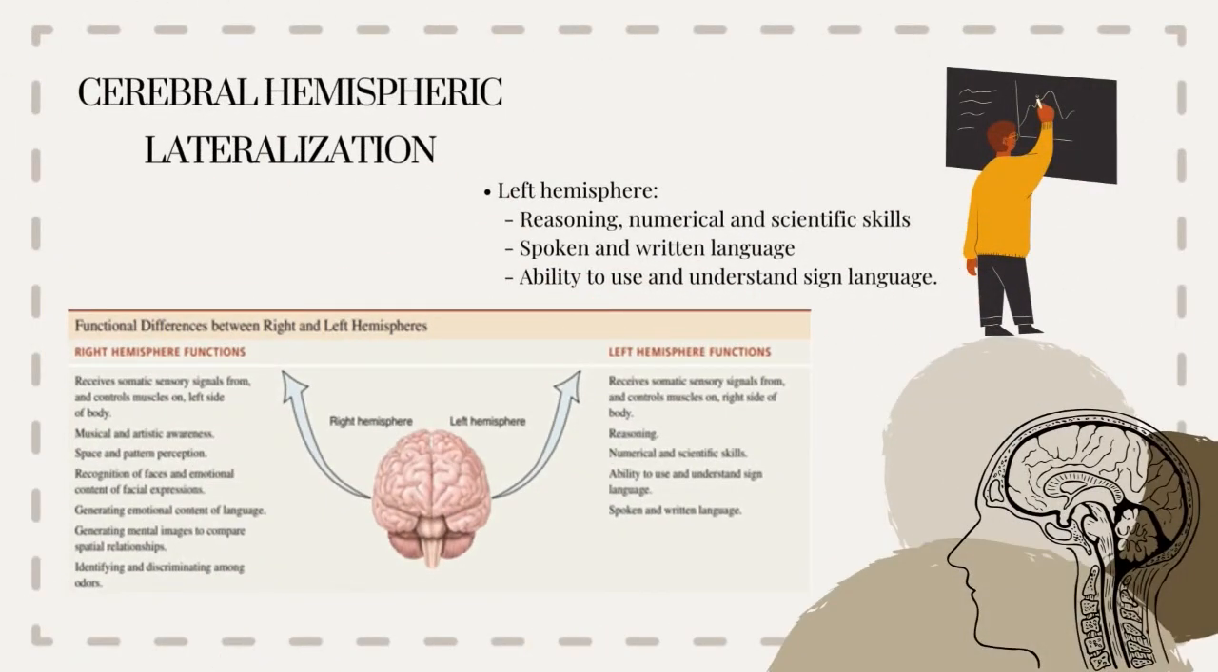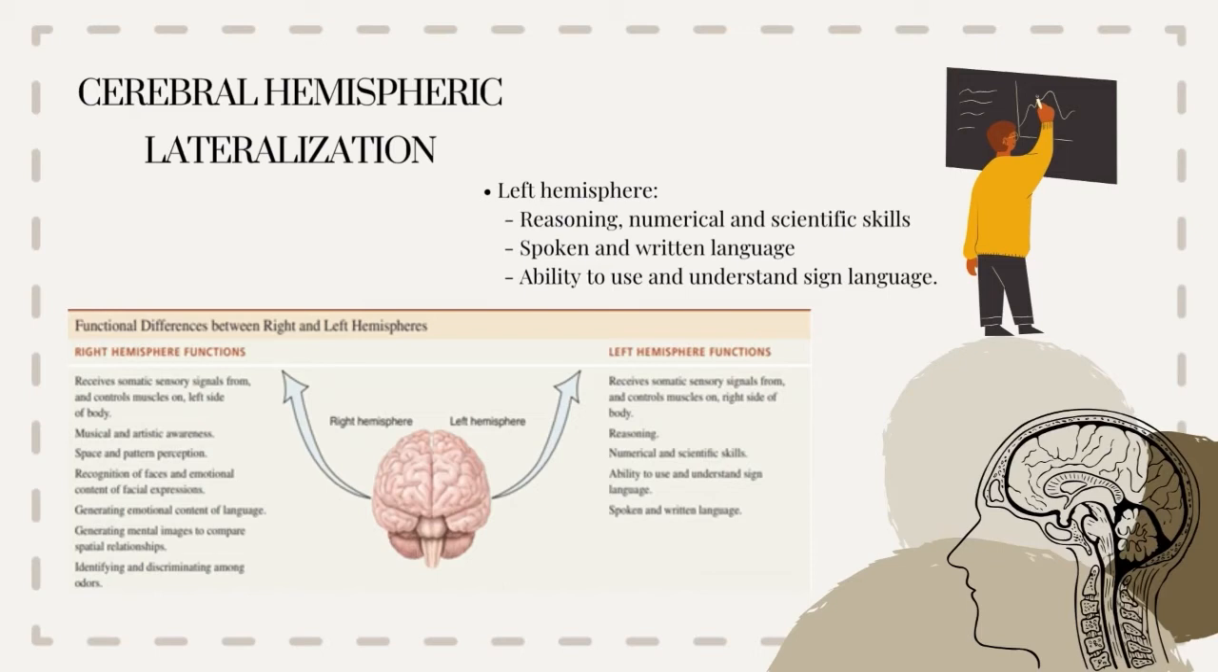Now let's talk about the cerebral hemispheric lateralization. So during childhood, one hemisphere starts to dominate, and only after the first decade will you have a fixed dominant hemisphere. That dominant hemisphere usually pertains to handedness, perception of language and speech, while the non-dominant hemisphere refers to spatial perception, recognition of faces, and music.